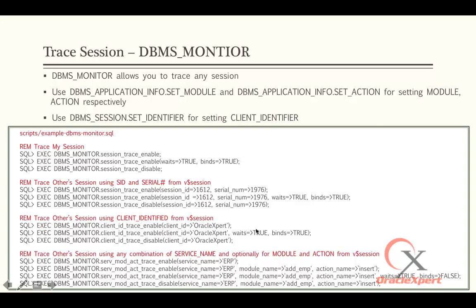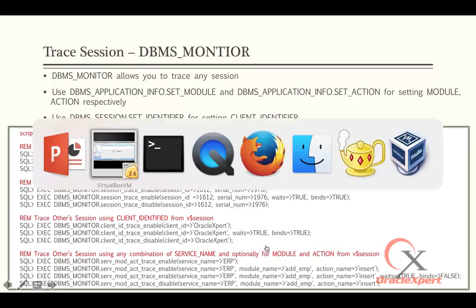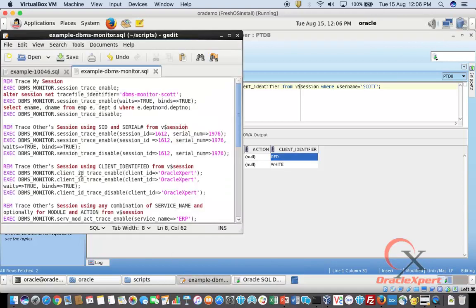So I said use DBMS session.set identifier for setting the client identifier, and then one can just enable trace for that particular client identifier. I would have said execute DBMS monitor dot client ID trace enable, client ID equal to red, black, white, whatever we said, and whether or not you would like to capture the wait events, bind values. Let's do that. Let's enable trace for one of our sessions using DBMS monitor and client ID trace enable.